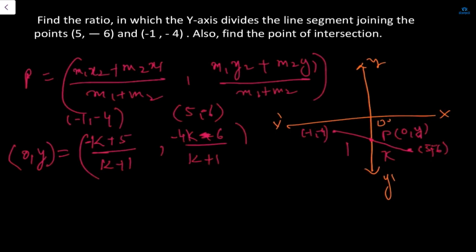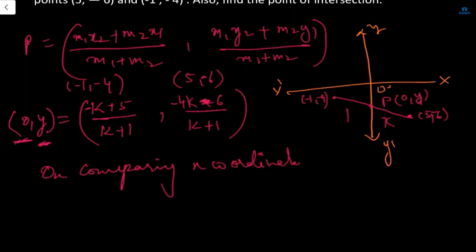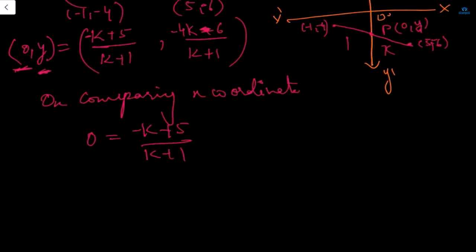Minus is there. Now let's compare. Now how will you find the section? If you see here, this y value is missing, but this 0 is given to you. We can find k, then we can put it in our equation. So you are going to compare the x coordinate. On comparing x coordinates, 0 is equal to minus k plus 5 upon k plus 1. Now k plus 1, if we take it to this side, it will be 0, which implies that minus k plus 5 is equal to 0, which implies k is equal to 5.